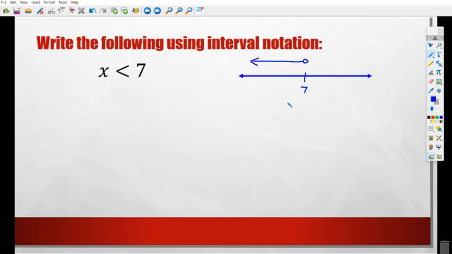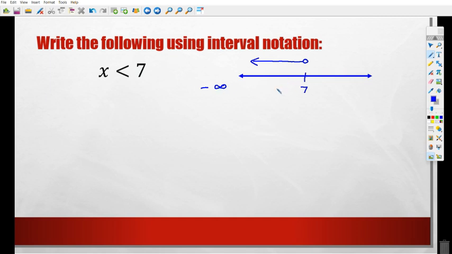Now let's look at what's happening here. Where's x going to? It's getting smaller and smaller and smaller forever and ever. It's going to negative infinity there. It's going in the opposite direction. Remember, this way we went to infinity. Now we're going in the opposite direction, so we're going to negative infinity.